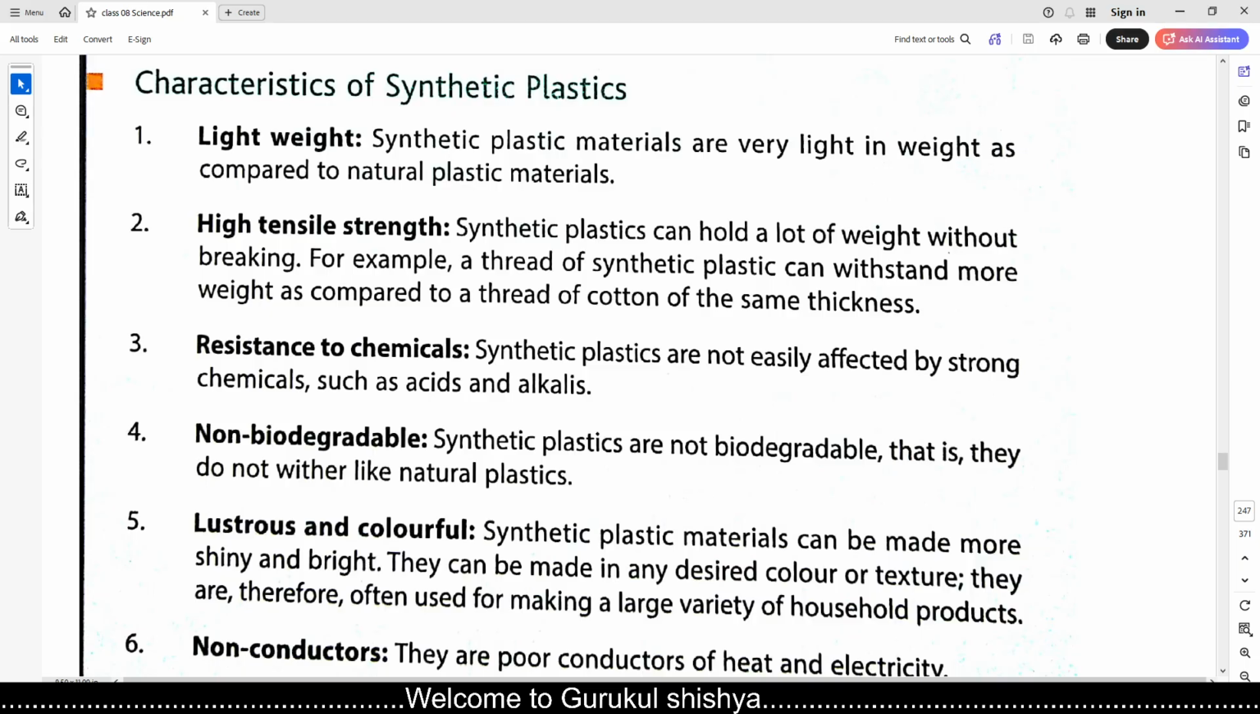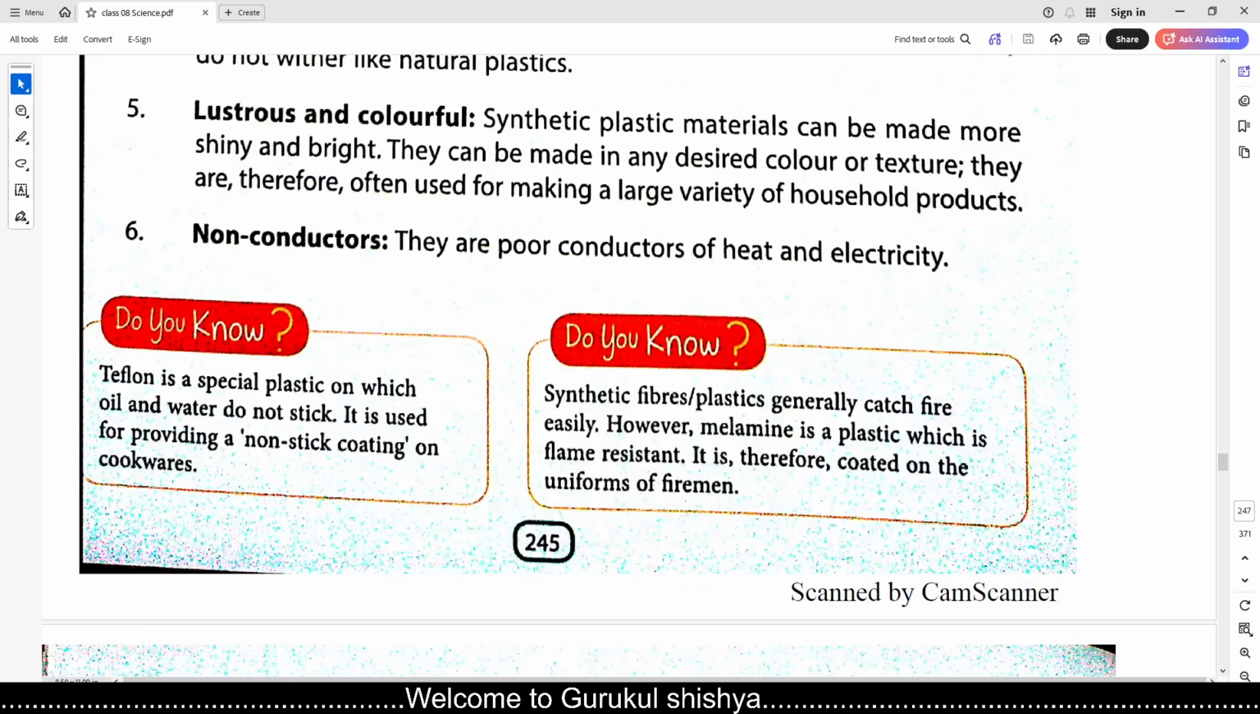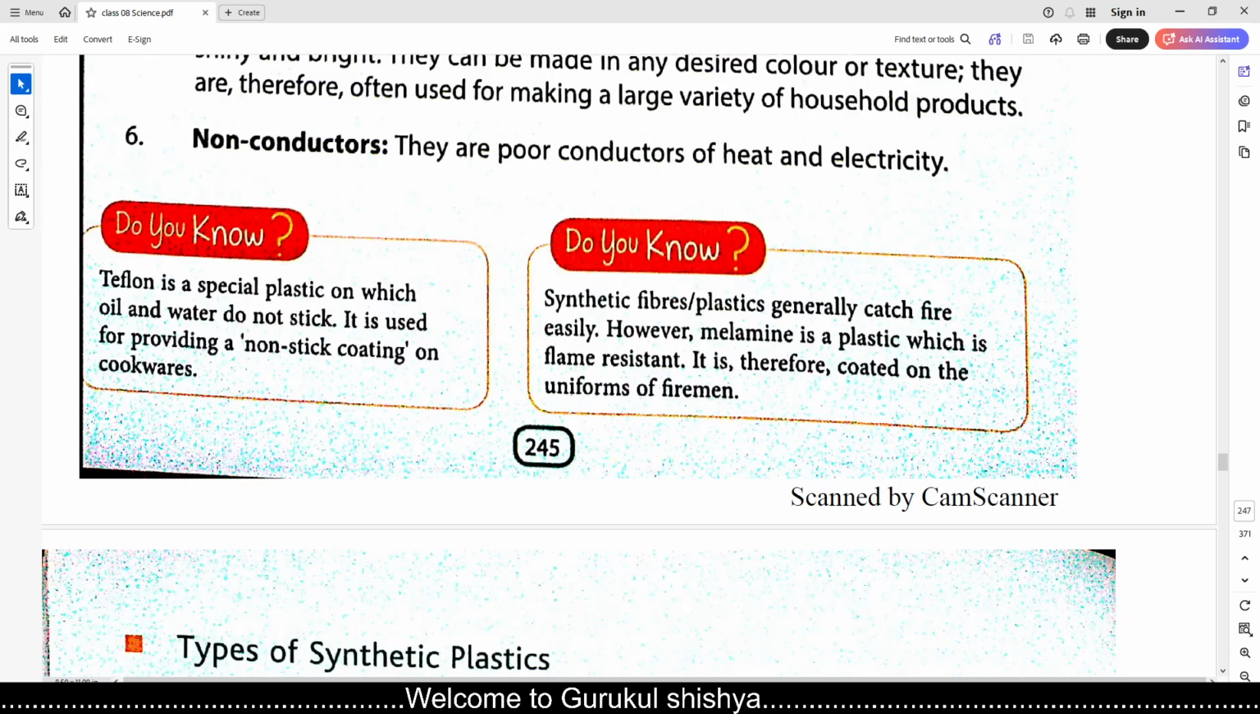Lustrous and colorful. Synthetic plastic materials can be made more shiny and bright. They can be made in any desired color or texture. They are therefore often used for making a large variety of household products. Non conductors. They are poor conductors of heat and electricity.